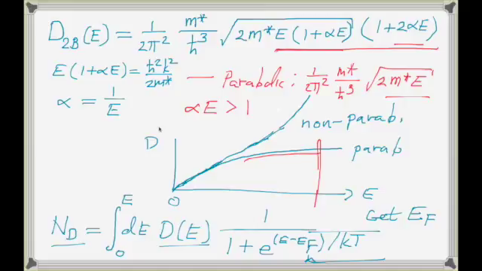Whereas if you have this other non-parabolic density of states, because it starts increasing much more rapidly, you'll get the same area under the curve for a much lower Fermi level. That can make a big difference, a huge difference in something like indium arsenide, which is narrow bandgap.